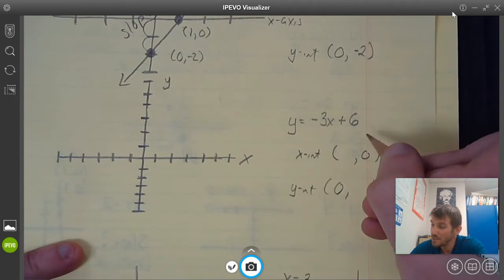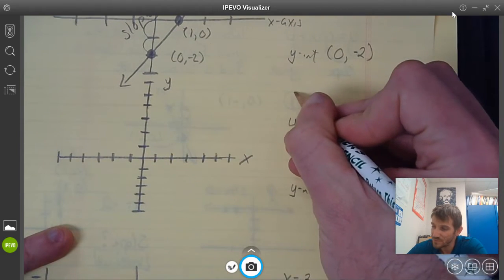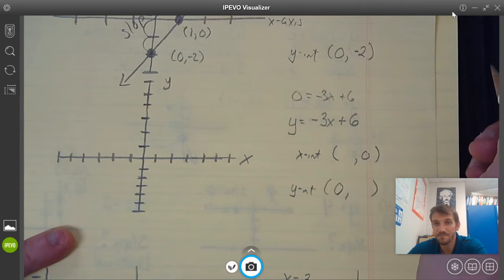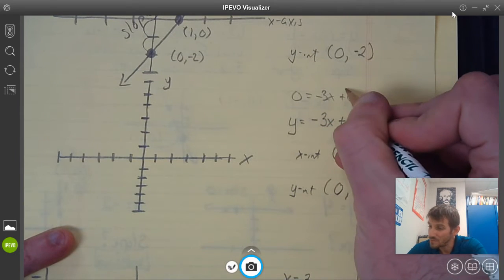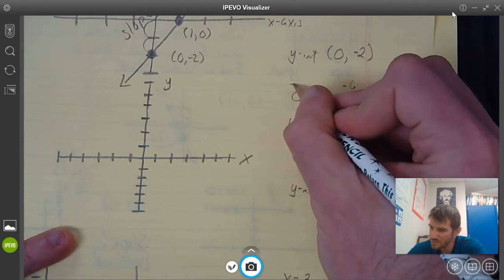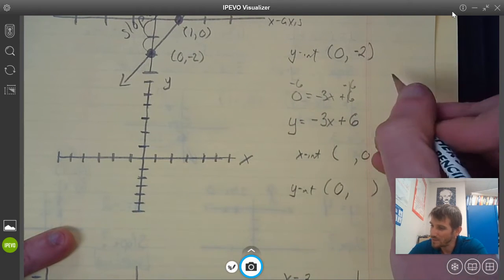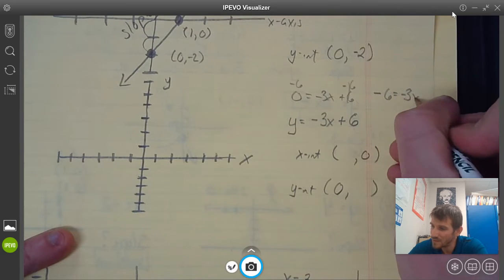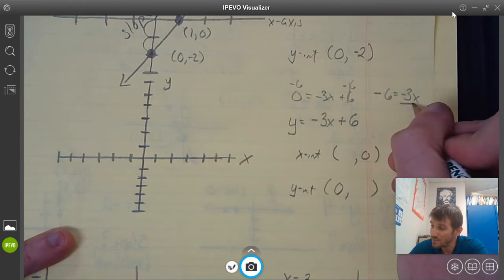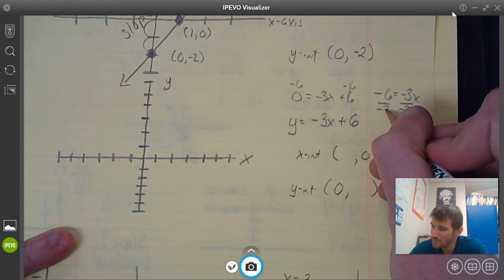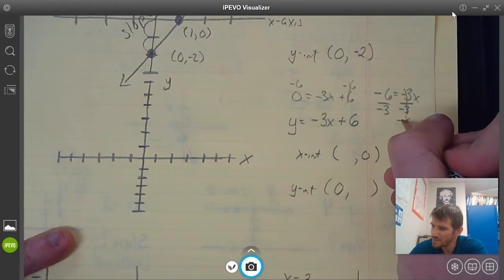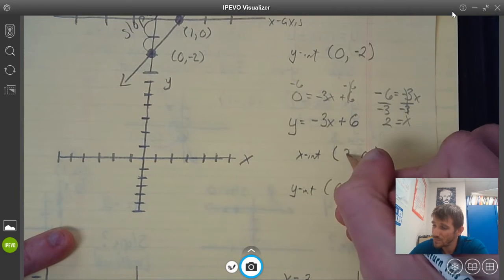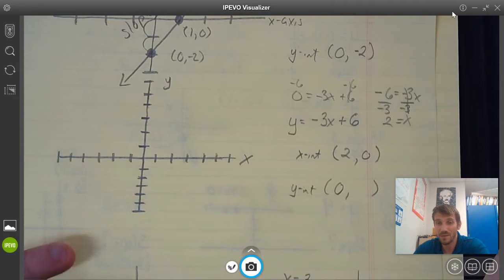So check this out. Let's make y 0. 0 equals -3x + 6. I'm going to subtract 6 from both sides. And now we have -6 equals -3x. I'm going to divide by -3. And x is going to be positive 2. I already know where my x-intercept is.